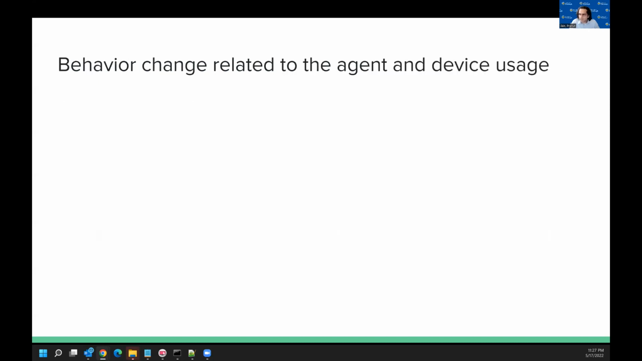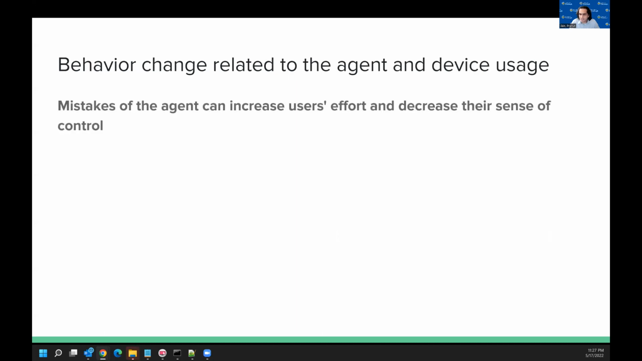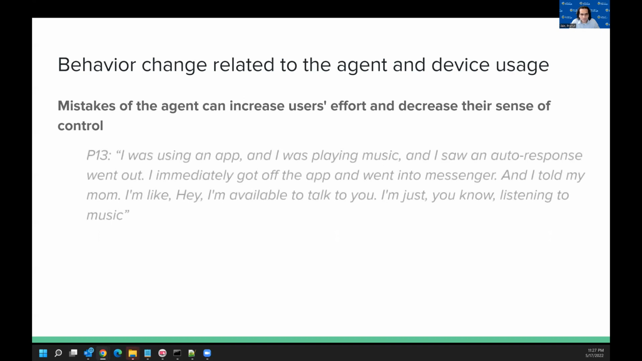Auto-responses and the information shared through them also led to participants sometimes altering the way they use their device and the agent. For instance, P13 recalled a situation where an auto-response was sent saying that they are listening to music and may not respond. They were not planning on responding immediately, but had to explain the auto-response to their contact.